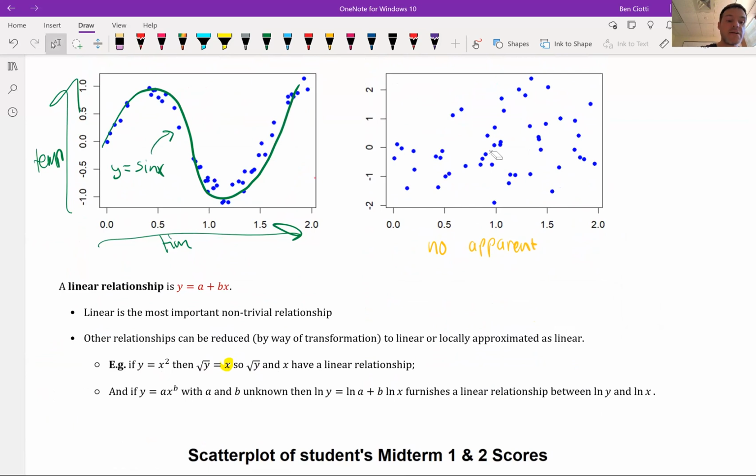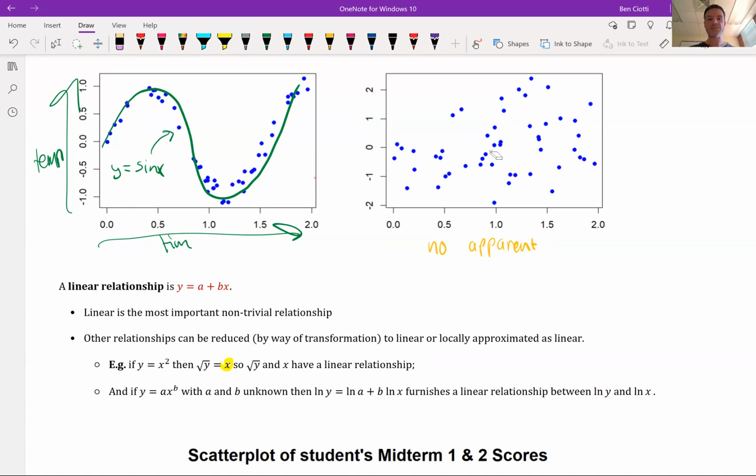Or even more generally, suppose that y is some power of x, any power, it doesn't matter. So if y is equal to a times x to the b, with a and b being unknown but constants, then if you take the log of both sides of this equation, you find that ln y is ln a plus b times ln x, and you now have a new pair of variables, ln y and ln x, that have a linear relationship. So once again, by way of a transformation, you have been able to furnish a pair of linearly related variables.